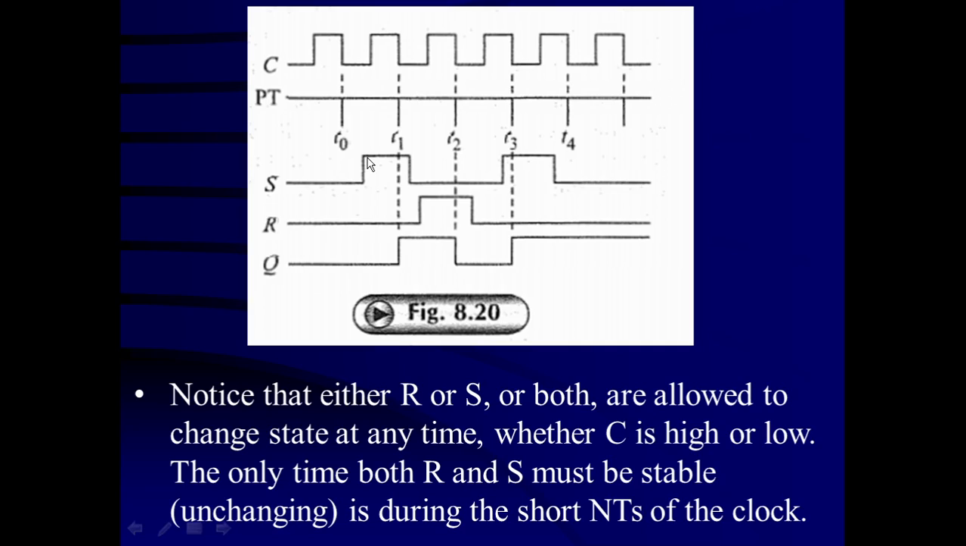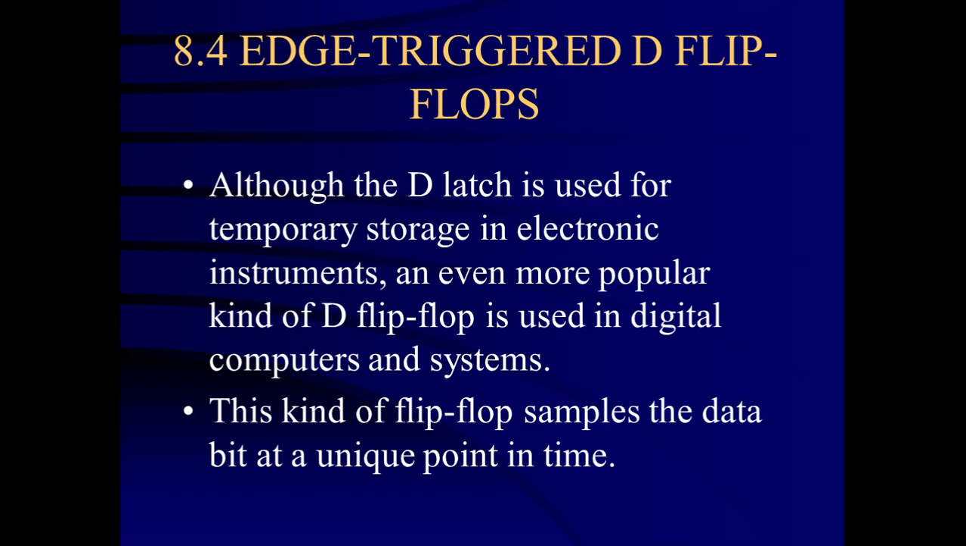This can be introduced prior to the gated or clock RS flip-flop. And we have seen how the output of the flip-flop will behave depending upon the input conditions, that is, set and reset conditions. Notice that either R or S or both are allowed to change the state at any time, whether C, the clock, is high or low. The only time both R and S must be stable, that is unchanging, is during the short negative transition of the clock pulse.